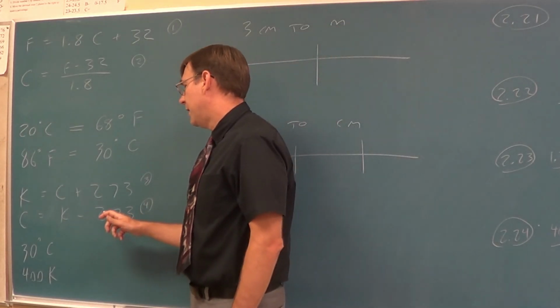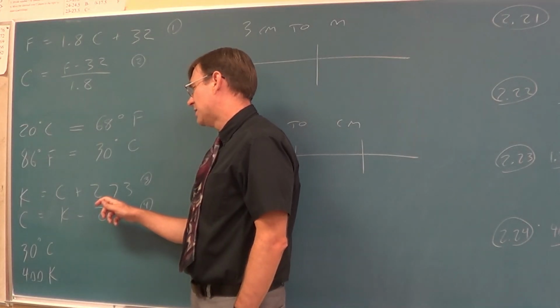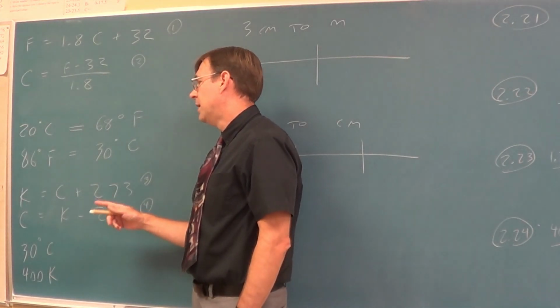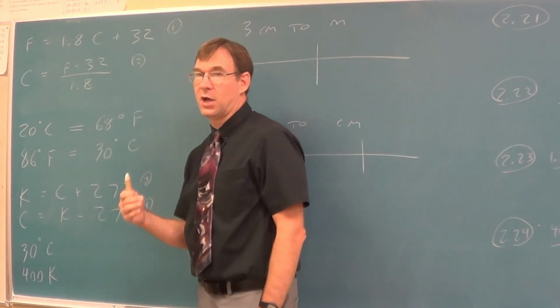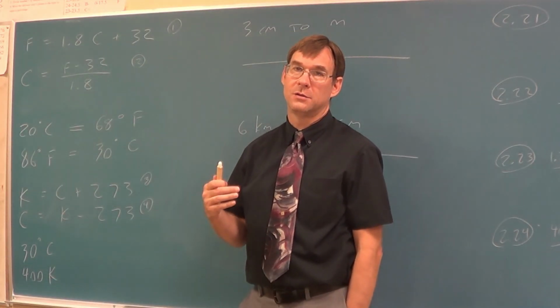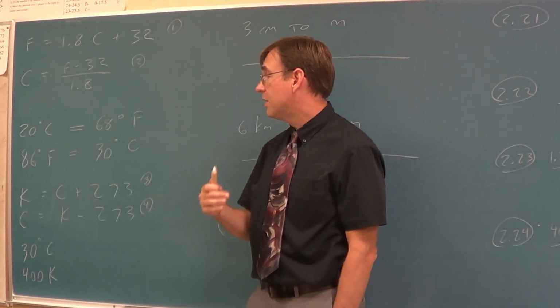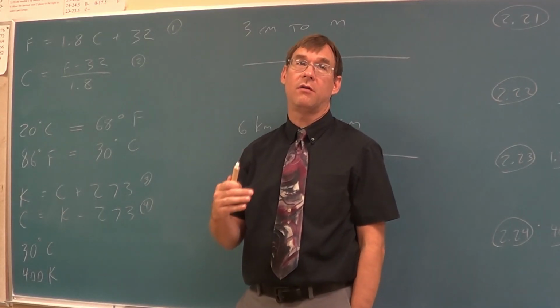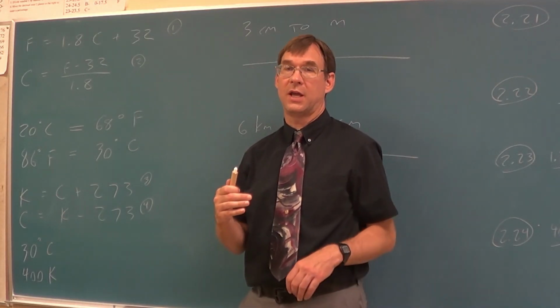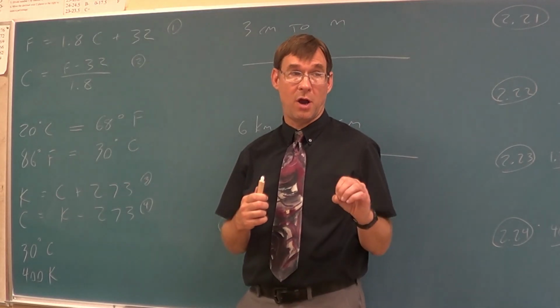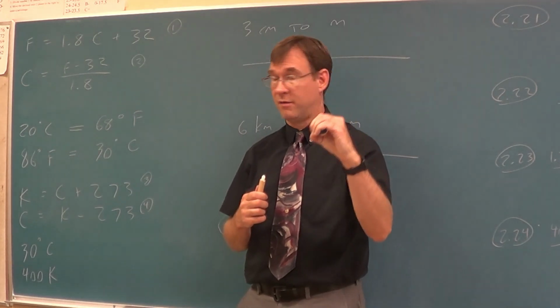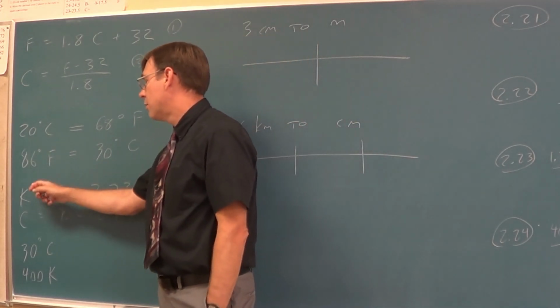Celsius and Kelvin, when you memorize this, here's one helpful tip. Kelvin can't go below zero. Kelvin can't go negative. The lowest Kelvin temperature that exists is a thing called absolute zero, which is 0 Kelvin. So Kelvin can't ever go negative.